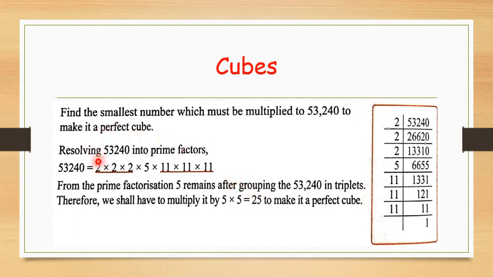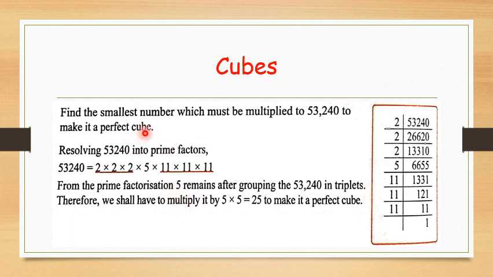So when we multiply 25 to 53,240, then we get a perfect cube number, which has a pair of 2s, a pair of 5s and a pair of 11s. Okay, so the answer will be what? 25 is the smallest number which must be multiplied to 53,240 to make it a perfect cube.